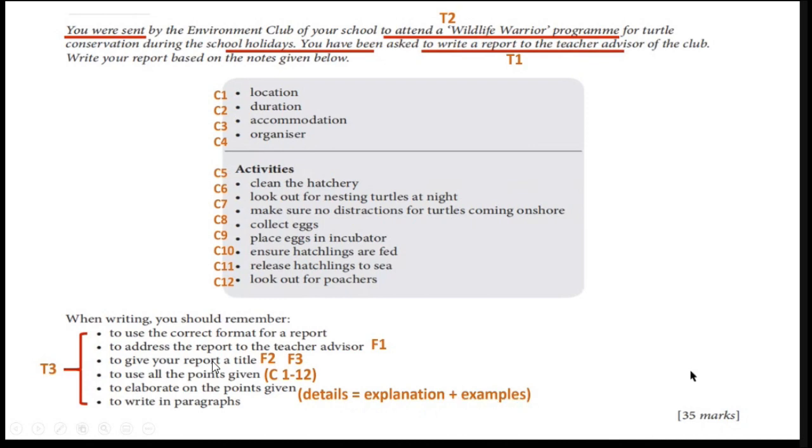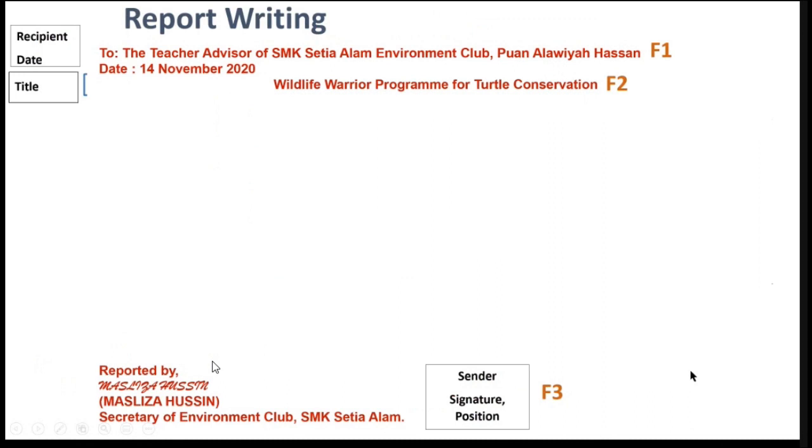Okay, let's go to the sample I have. This is the format I need. This is the address. Remember, for the format of a report, it's to the teacher advisor. Remember, it's not your address and it's not the teacher's address. It's to who is receiving it. It must be your teacher. So the teacher advisor of SMK, and then the name comes after.